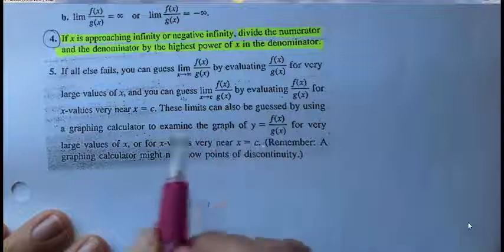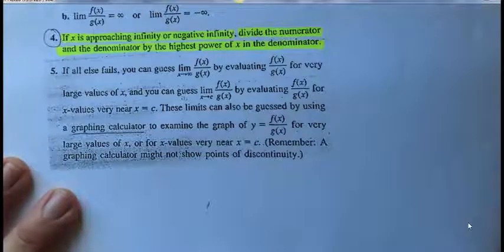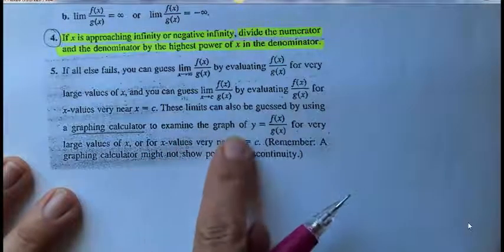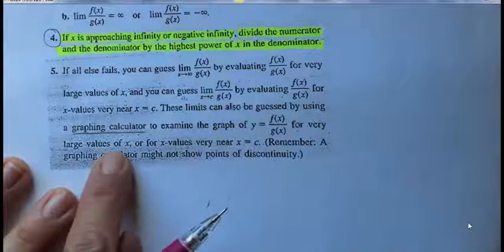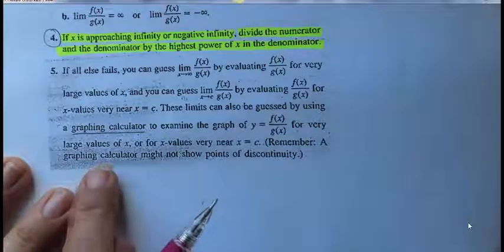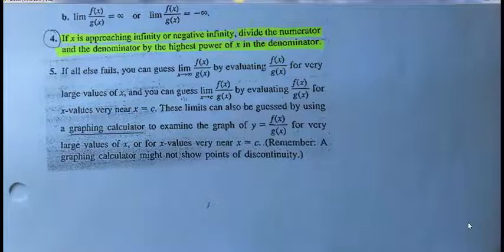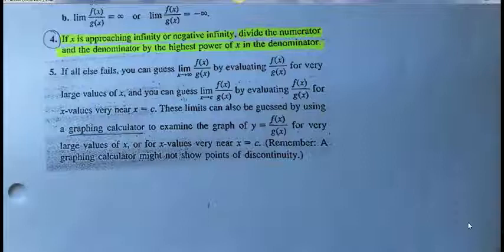These limits can also be guessed by using a graphing calculator. So if all else fails, hopefully you're allowed a graphing calculator, and that's what I do. I just graph it and I examine the graph, for very large values of x, or for x values very near x equals c. Okay? And remember, the graphing calculator might not show the points of discontinuity. So that's where you want to go into your table and look for any discontinuities. If it's at x equals 5, maybe you want to look at 5.001 and 4.99999 and just see what's actually happening close to that x value of 5.